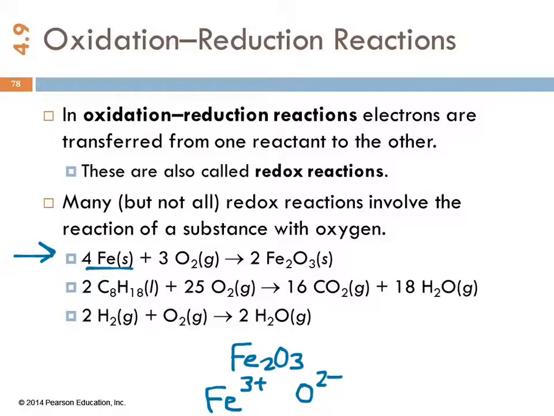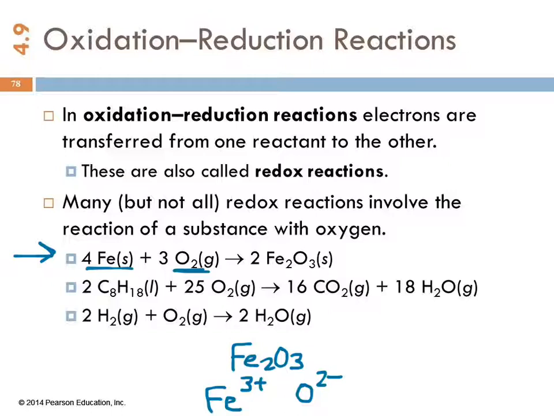What we started out with was iron, the element. How does an iron atom become an iron ion? It loses electrons, right? How does an oxygen molecule, which is a neutral charge, become an oxide ion? By gaining electrons. So in this one, we can very clearly see, yes, there's a transfer of electrons. The iron gave electrons to the oxygen. And that's what's occurring in all redox reactions.